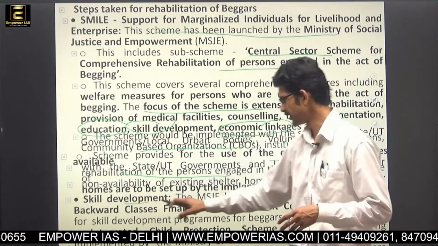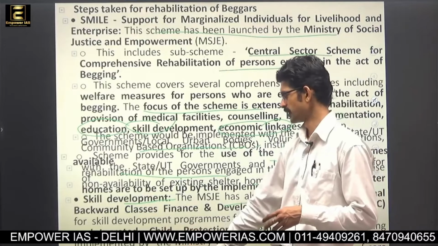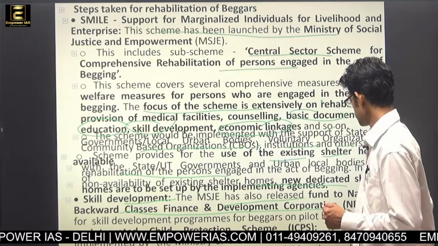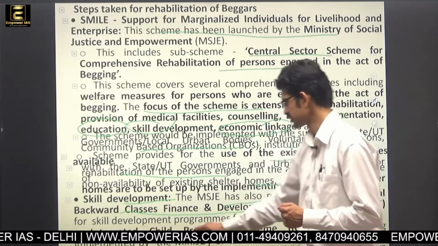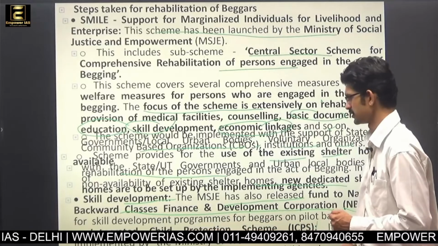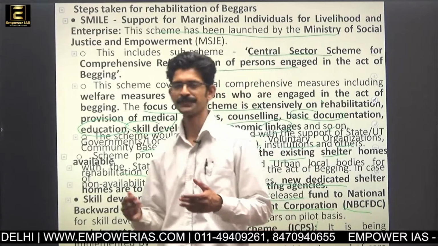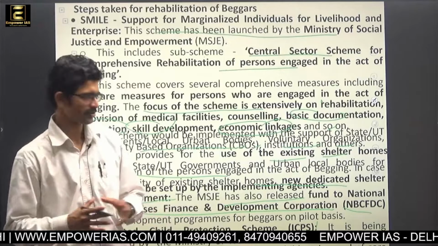Further, there is a skill development program by the Ministry of Social Justice, in which there are the Backward Class Finance and Development Corporation, NBCFDC, for skill development programs, and the Integrated Child Protection Scheme, ICPS, in order to protect children from indulging in begging activities and provide children good care, food and rehabilitation measures.